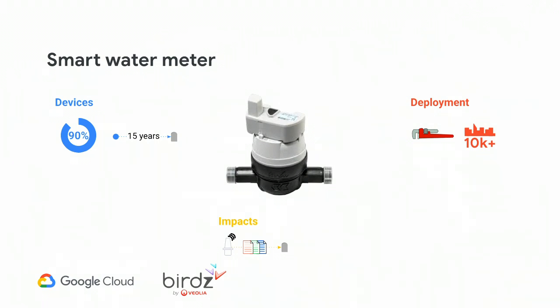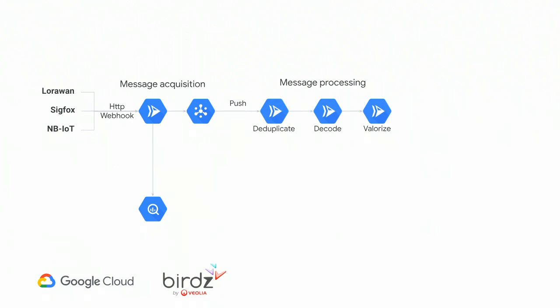And thus, they also want to decode the Birds messages on their own at the end of the contract with Birds or Veolia. That's why we have designed this solution where the IoT operator sends us messages through webhook. We push them to PubSub to absorb some peaks of load. PubSub pushes the messages to the decoder to deduplicate, decode, and valorize the data and store them into BigQuery.